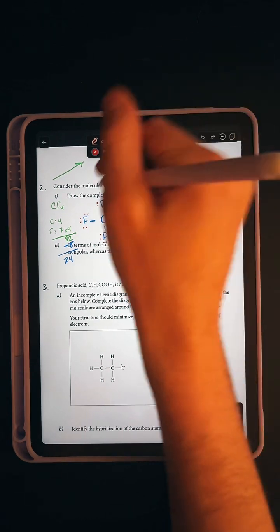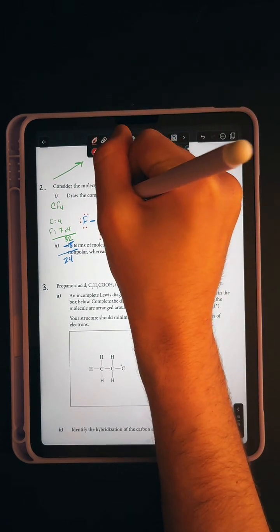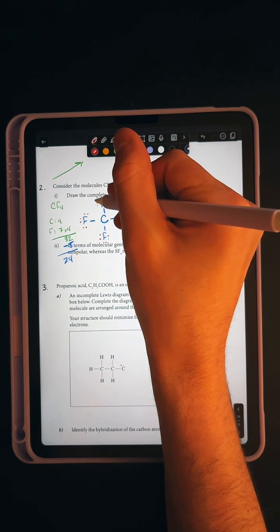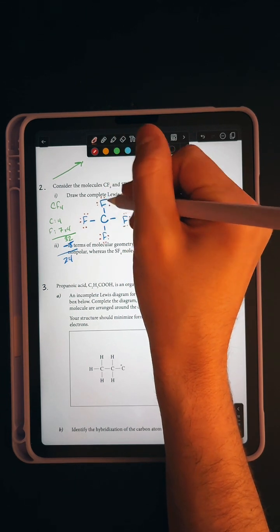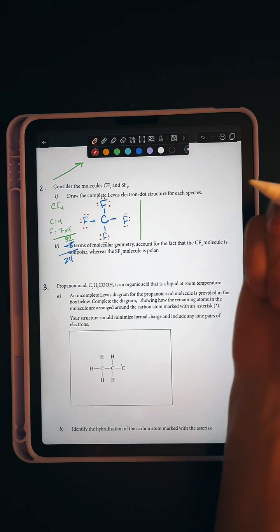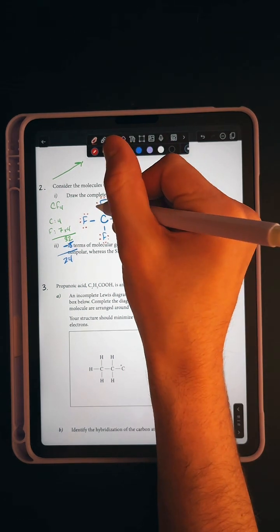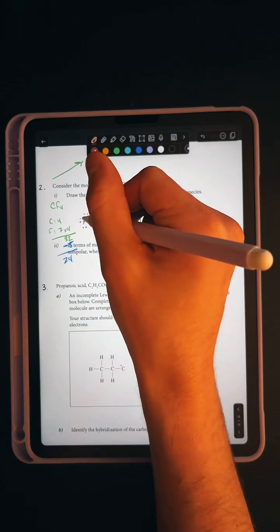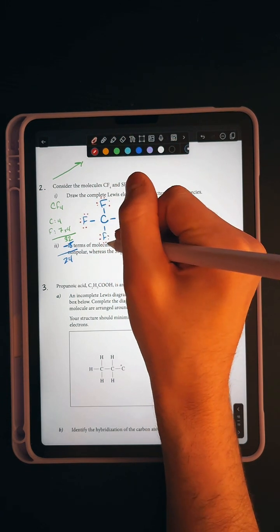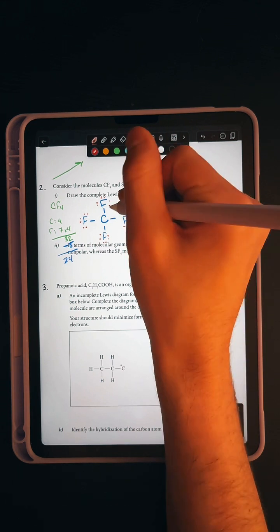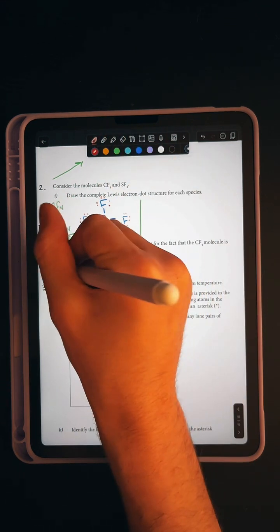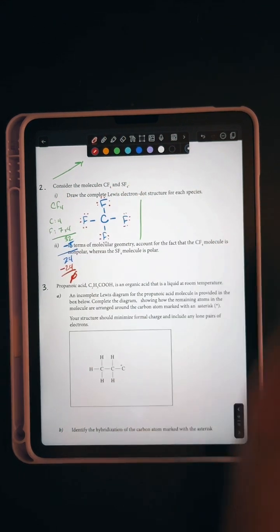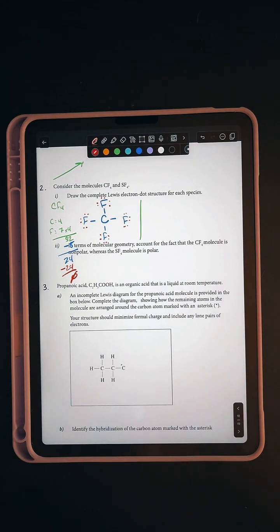Let me redo those. 1, 2, 3, and 4. Because we have 2, 4, 6 lone electrons and 2 from the shared bond. So now how many did we put in just there? All the red ones, we have 2, 4, 6, 8, 10, 12, 14, 16, 18, 20, 22, 24. So we have used all of our valence electrons. We don't have any more that we can put into our Lewis dot structure.